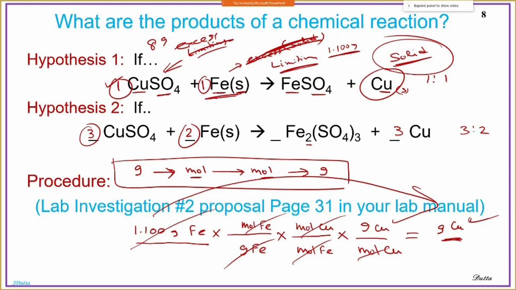Okay. Then you need to plug in. So what information do you need? You need the molar mass. 1 mole of iron equals how many grams? 55.85 grams. And the mole ratio. If I use the first one, the mole ratio is 1 to 1. So this is going to be 1 mole copper produced from 1 mole of iron. And 1 mole of copper means how many grams? 63.55.